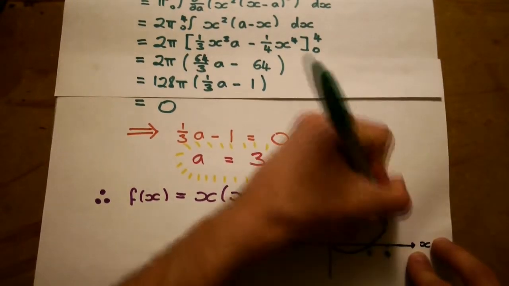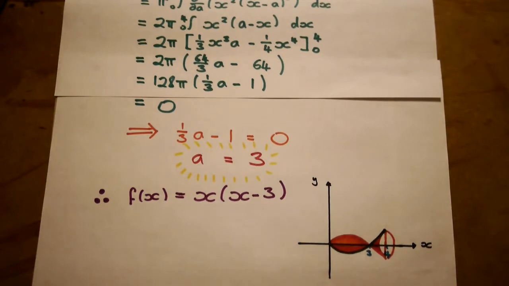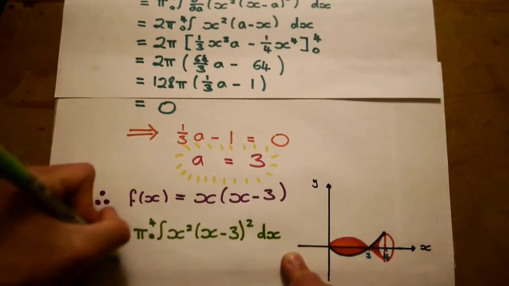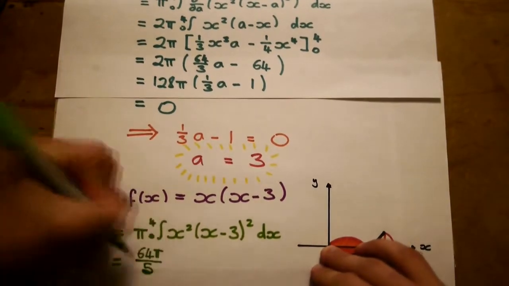The surface of revolution looks a little like this. We can calculate our volume of revolution too, which turns out to be 64π over 5.